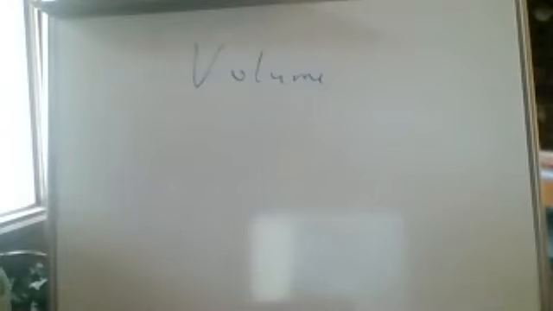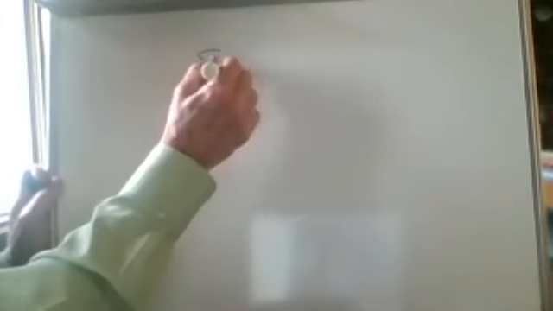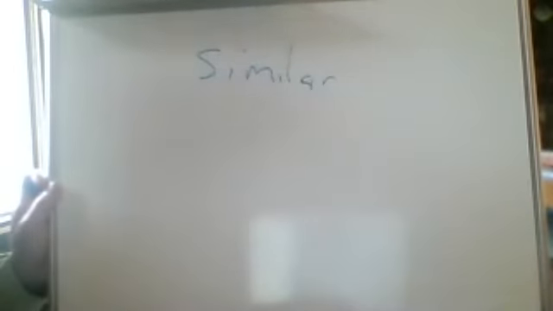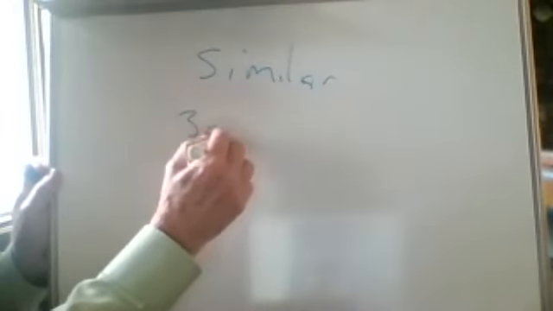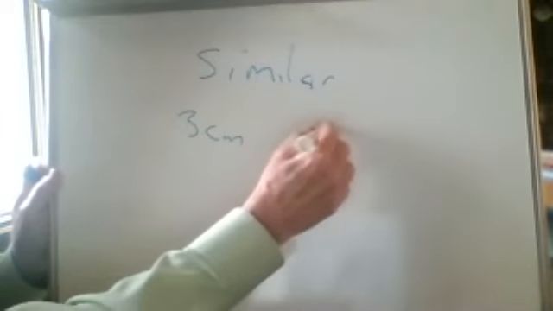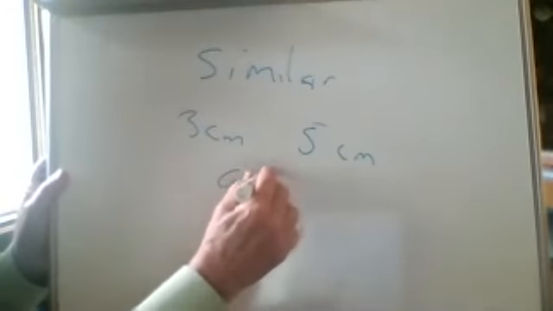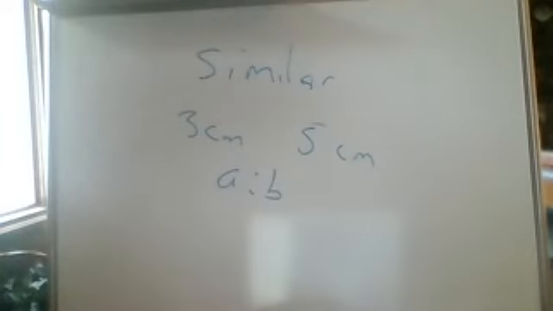Okay. So next one has to do with the last lesson on similar and congruent solids. So we have 2 rectangular prisms that are similar, okay? The measures of two corresponding sides are 3 centimeters and 5 centimeters. It doesn't matter which one. In other words, this is your A to B, right? The ratio of the linear units is A to B. What's the ratio of the surface areas of the prisms?